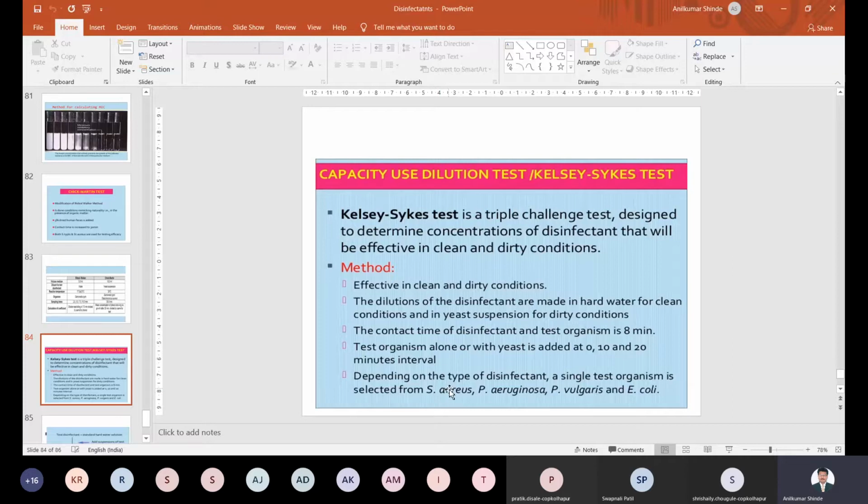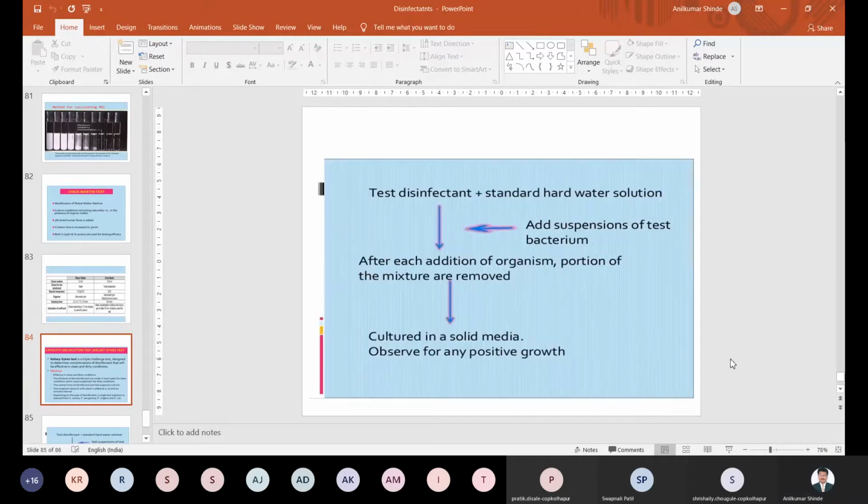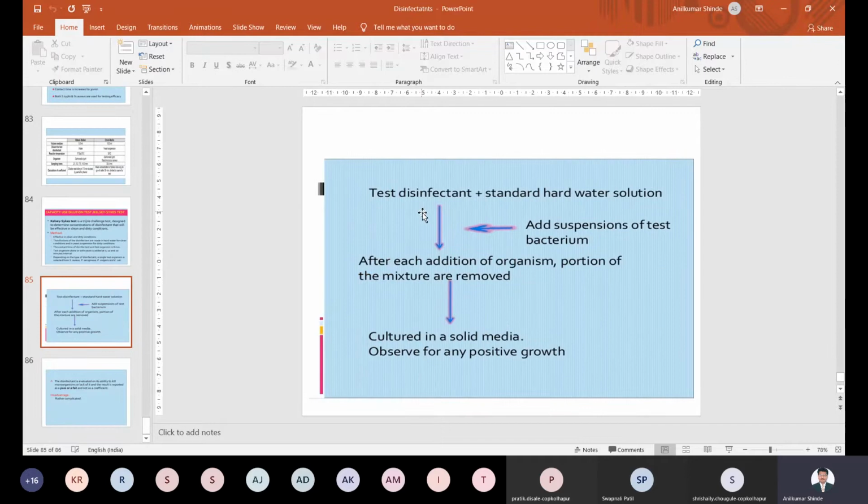Whether you use Staphylococcus aureus, Pseudomonas aeruginosa, Proteus vulgaris, or E. coli, any one of these organisms can be used at a time. Understand? So this is the test for the disinfectant in standard hard water.